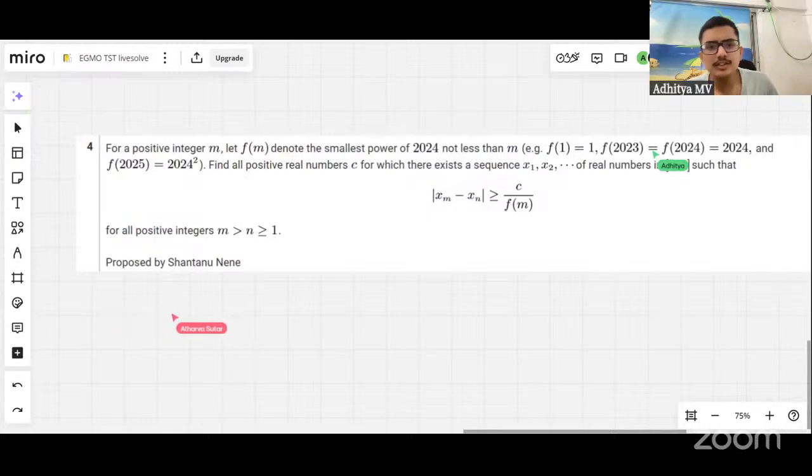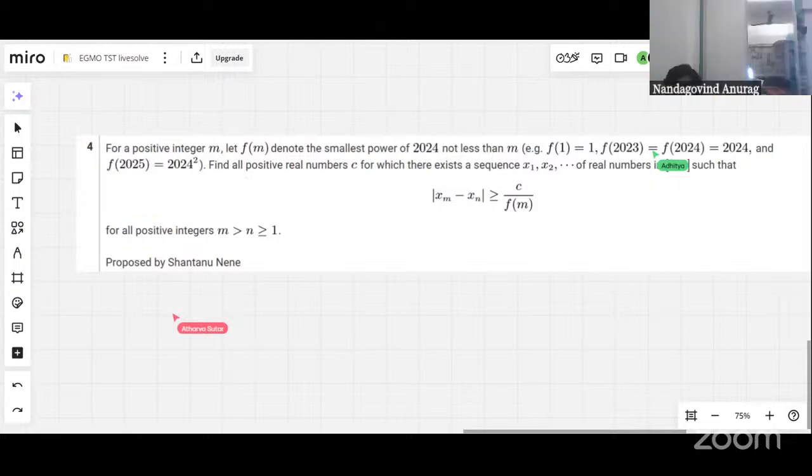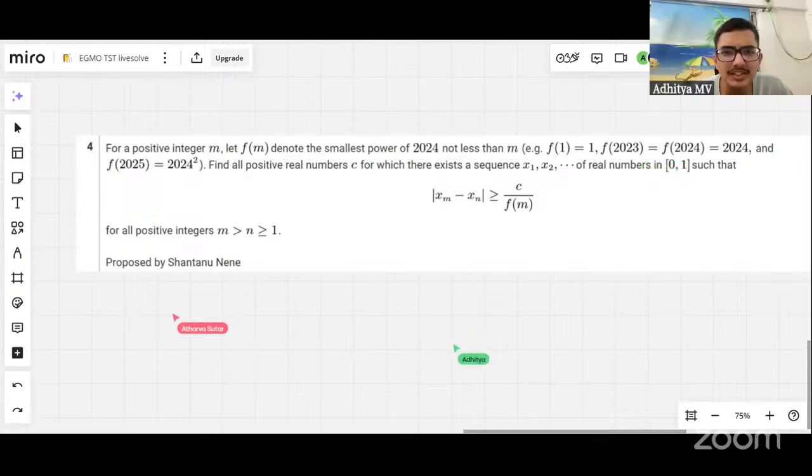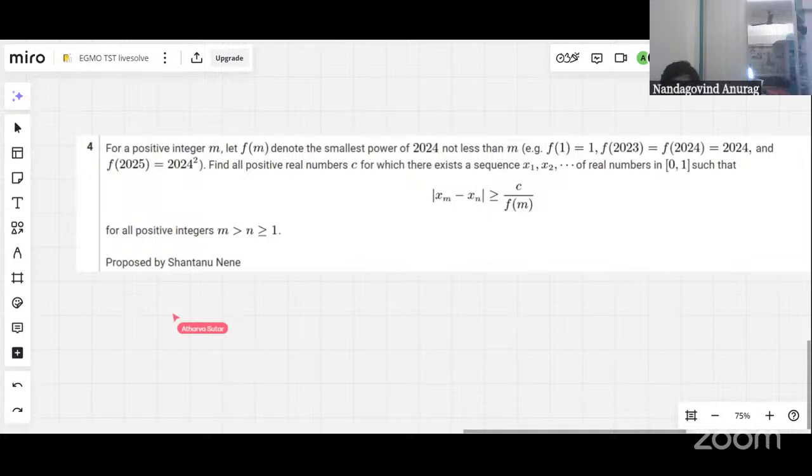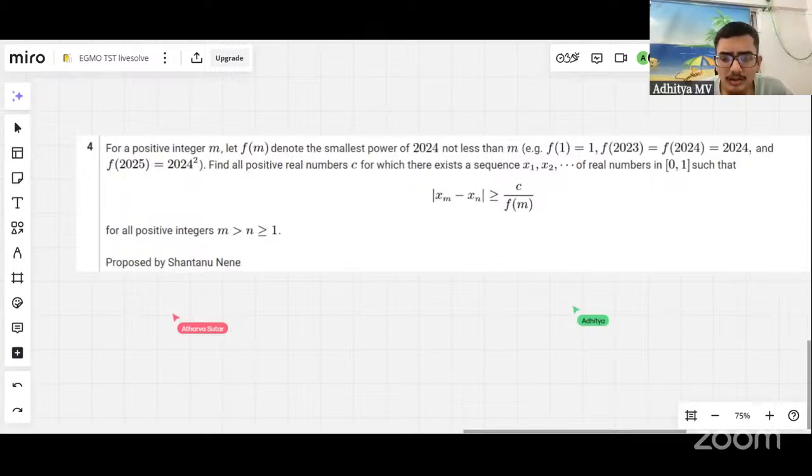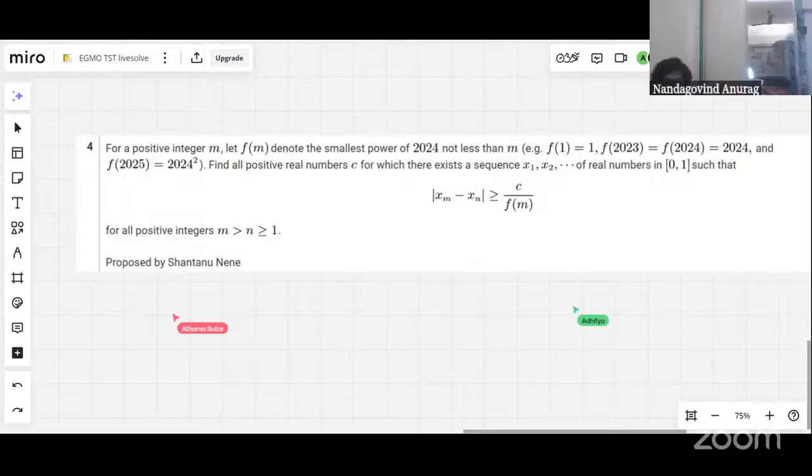Wait, so is it sufficient to say that consecutive differences are at least f(1)? Or is it better to look at farther distances? I'm thinking. By the way, what would be f of 1 by 2025? Oh wait, no, it's for positive integers. Oh, okay, that's fine, never mind.